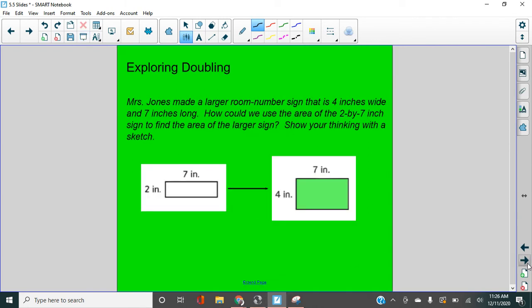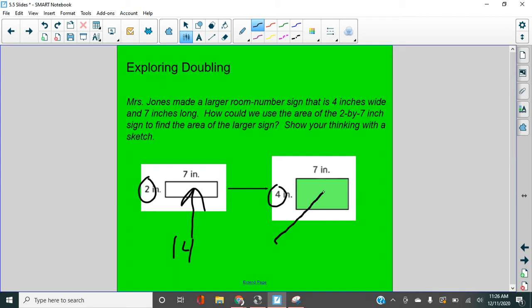Now, watch this. So Mrs. Jones made a larger room number that is 4 inches wide and 7 inches long. How could we use the area of this 2 by 7? So we know that this one is 14. So if we know that this one is 14 and then we double this, right? 2 plus 2 is 4.